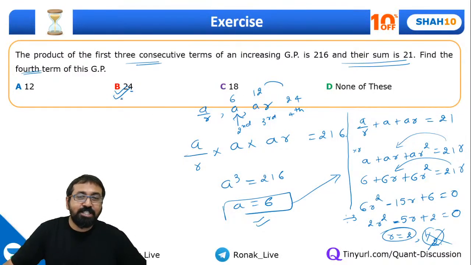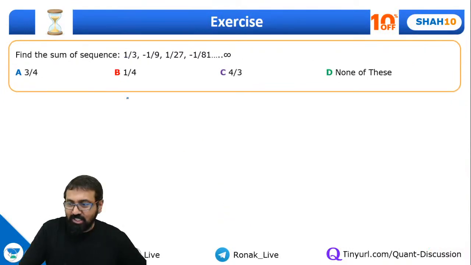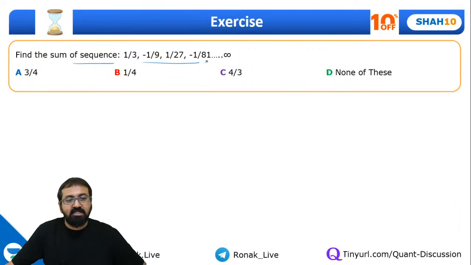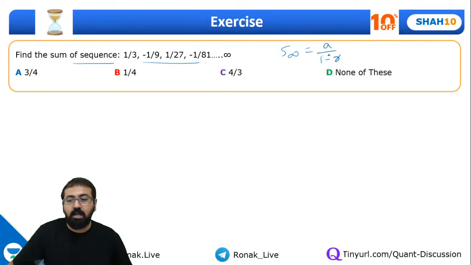So guys, the answer for this question is 24, right? So let's go ahead. Can you quickly find the sum of the sequence? Guys, I have already shown you the sum of infinite terms of a GP is A upon 1 minus R. Tell me what's the answer. Type the answer option in the chat box, A, B, C, D. Type it in the chat box quickly.